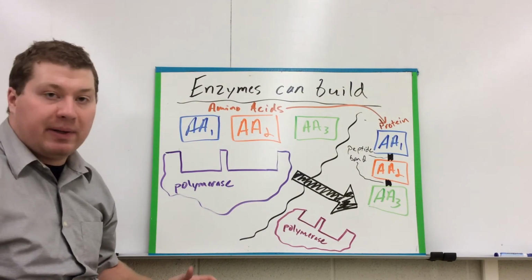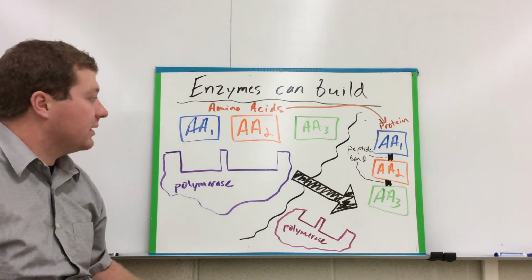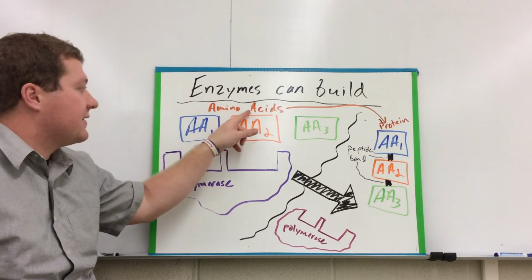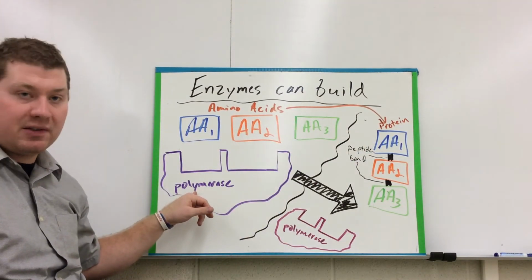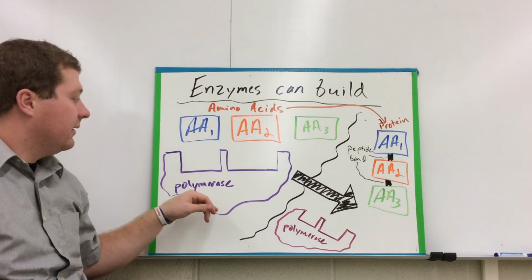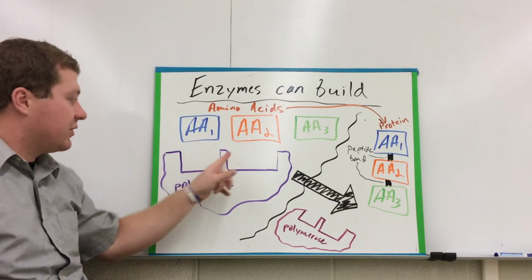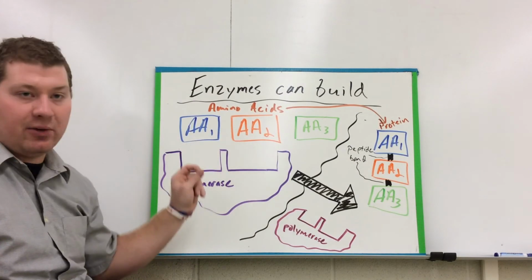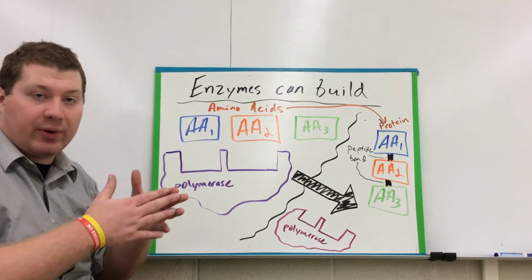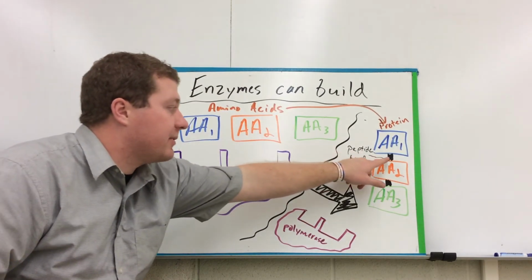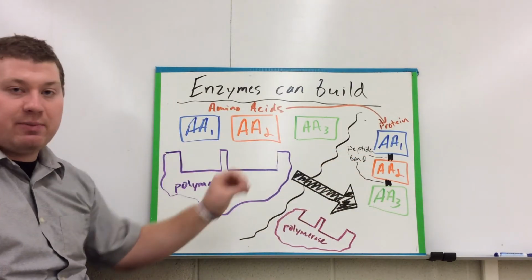Lastly here, enzymes can build things. So as we saw with the protein, amino acids can be built up to make a protein. So in this reaction we have polymerase, which is an enzyme again, and that polymerase has kind of a square cutout shape to fit these amino acids. So those amino acids fit in there, chemical reaction occurs, and they form a peptide bond. And that just keeps going along the chain.